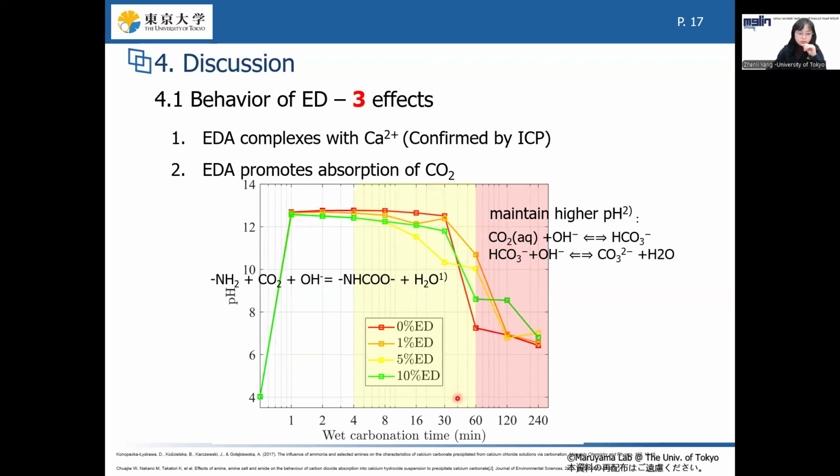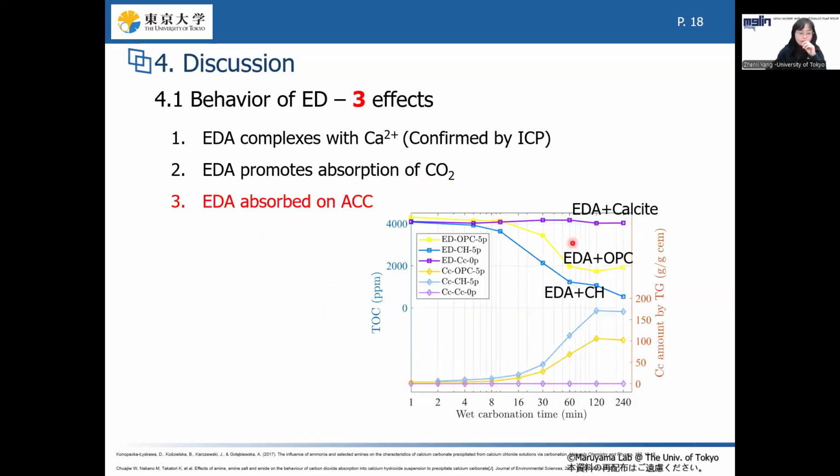And second, the EDA promotes the absorption of CO2. In the early age, the amino group can react with carbon dioxide to form carbonates. And in the later age, it maintains a high pH in the system. The CO2 dissolution is promoted by the hydroxide ions in the solution. And the third is its adsorption with the amorphous phase.